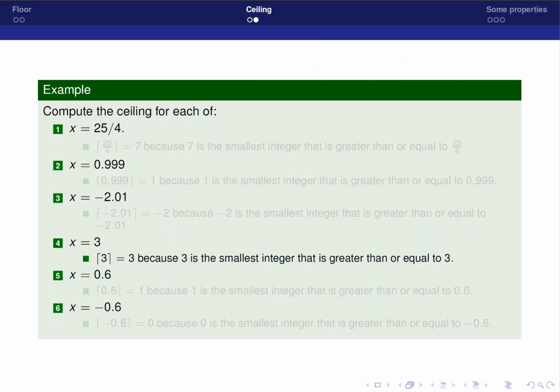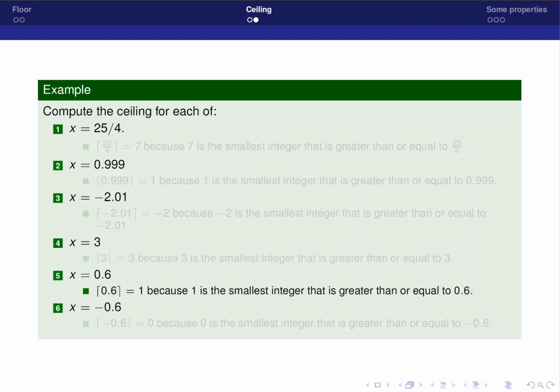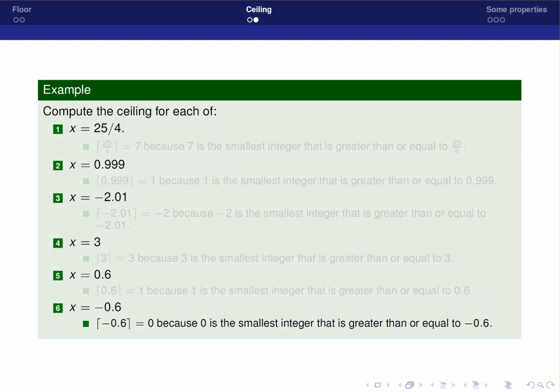When the x itself is an integer, it is its own ceiling, just like we saw earlier. It is its own floor. So in this case, the ceiling of 3 is the smallest integer that is greater than or equal to 3 itself, which is, in this case, 3. Ceiling of 0.6 is going to be 1, and this shows us that ceiling of 0.999 and 0.6 are the same, so that's fine. This could happen potentially. And finally, the ceiling of negative 0.6 will be 0, because 0 is the smallest integer that is greater than or equal to negative 0.6.